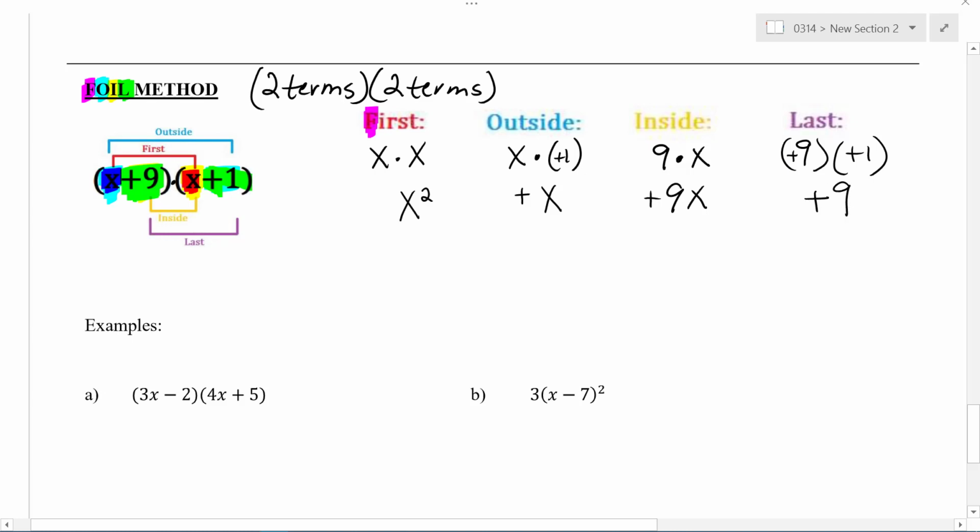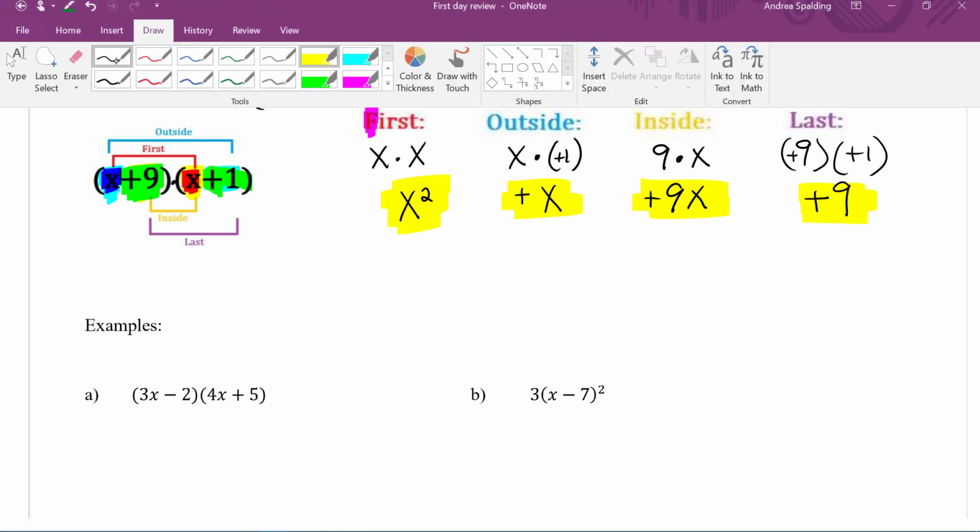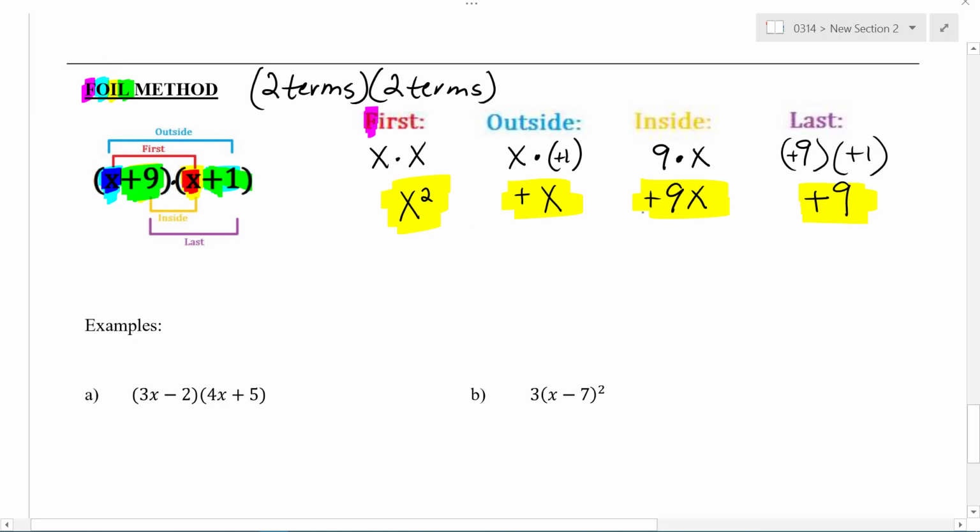Now after we do the FOIL method, so we multiply the first two, outer two, inner two, and last two, we end up with 4 separate terms. So I have these 4 terms after I do that FOIL method. Okay, 4 terms. What do I do with these 4 terms? Well, I want to combine like terms. So remember, combining like terms, what does that mean? Can I add or subtract these is really the question. We're only allowed to add or subtract terms or combine them if they have exactly the same variable portion and exactly the same exponent on that variable portion.